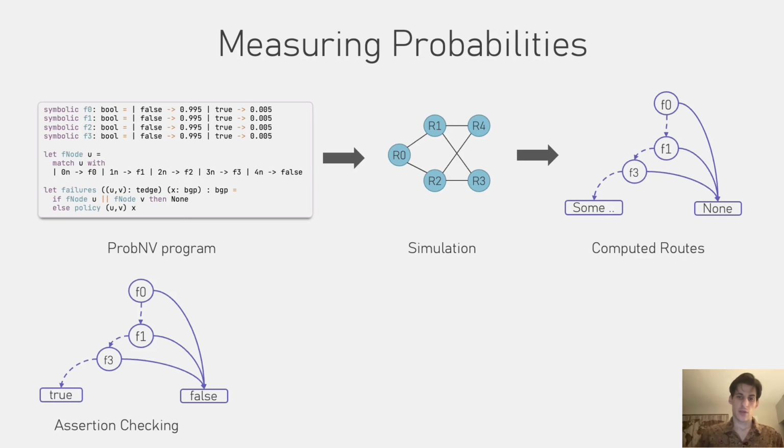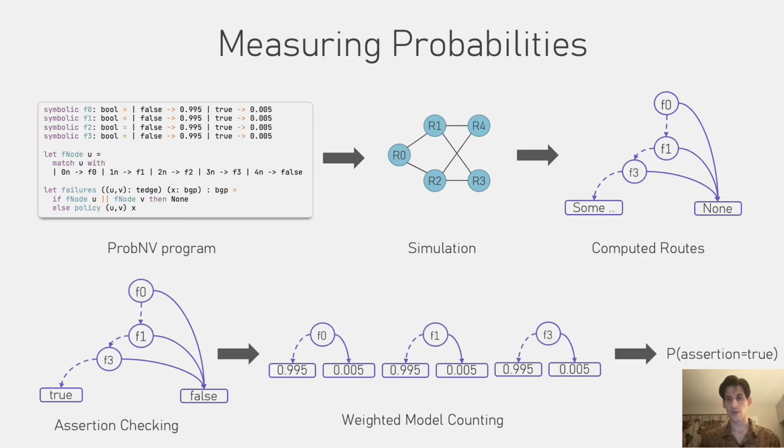Finally, we can combine the computed assertions with the distributions of the symbolics, which we also represent as decision diagrams. And using a weighted model counting algorithm, we can compute the exact probability that the assertion is true. This design was key to scaling the verification process, because simulation is already computationally very expensive.